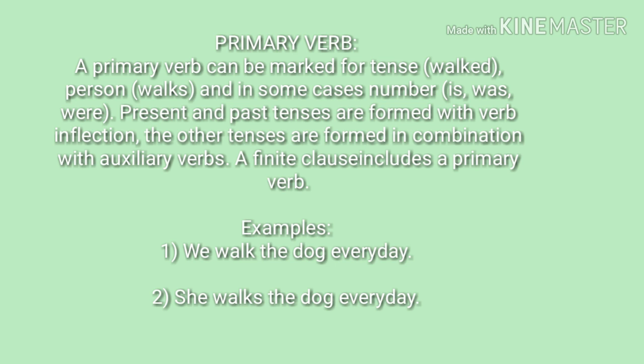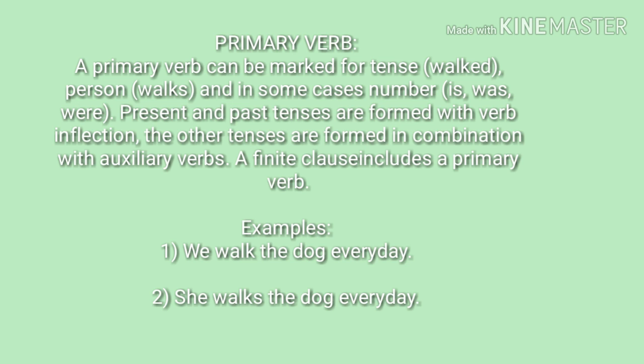Alright. And present tense and past tense are also combined with the verb inflection. What is verb inflection? Verb inflection is to add the suffix at the end of the verb. Like walks, we add s at the end of the verb and make the present tense, and we add ed at the end of the verb to make the past tense, like walked. Alright, and a primary verb is also known as the finite clause. It means that it is independent. A primary verb is an independent clause. Alright, finite clause means independent clause. Alright, now move towards the examples.